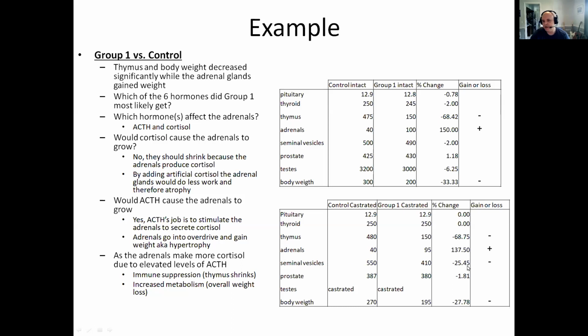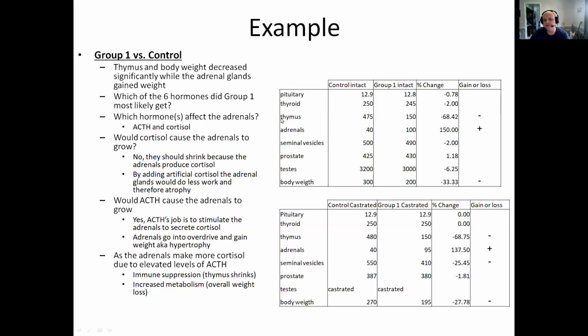Here we see a bit of a loss in seminal vesicle, okay? And then, it's a loss. We got to put a negative there because it's 19% or greater. And then finally, we see a similar body weight loss, okay? Now, let's just look at the first one and say, okay, which gland is being affected here?